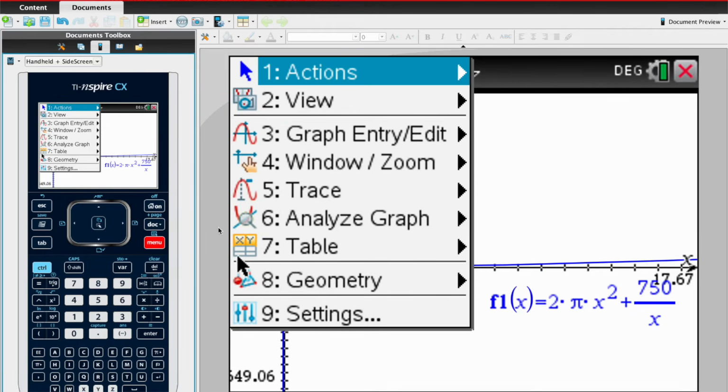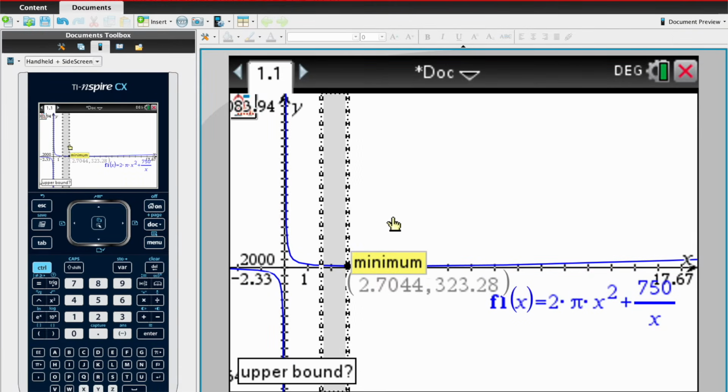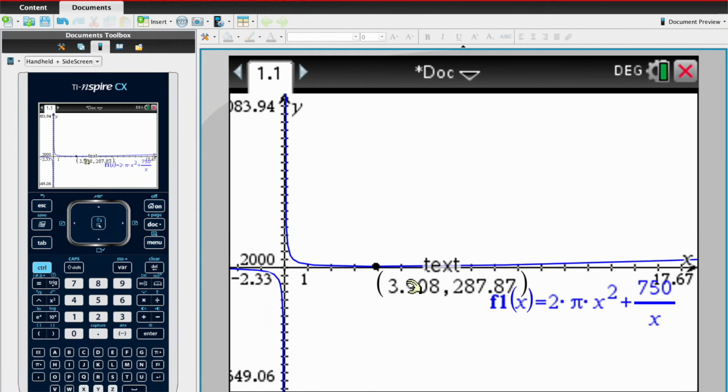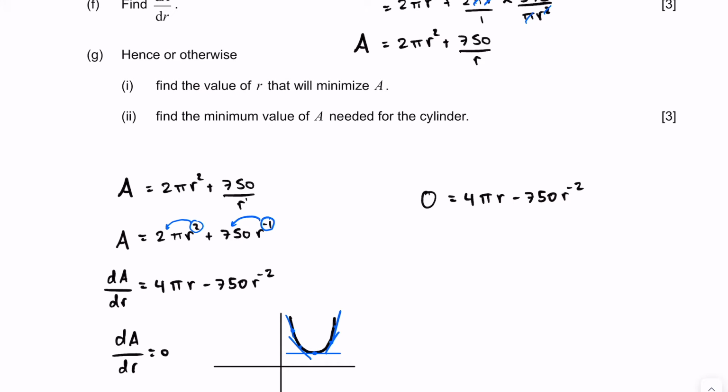So let's go Menu, Analyze Graph. And let's find that minimum point. Here it is. So when r is equal to 3.908, then our surface area is minimized. So let's go back to the document here. We're going to erase some of this.